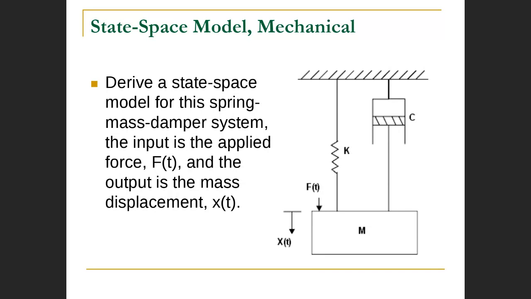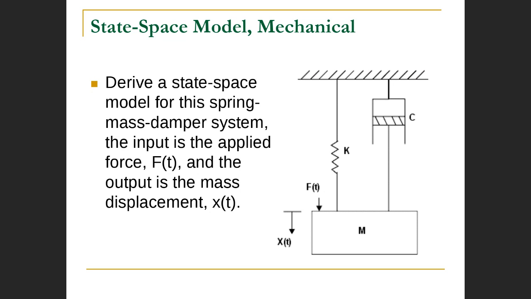All right, so now we're going to look at deriving the state space model for the mechanical system here, the spring mass damper system. And we're going to treat f of t, the input, as an input, and it's the force, and the mass displacement x of t as the output. So the input to the system is the force f of t, and the output of the system is x of t.